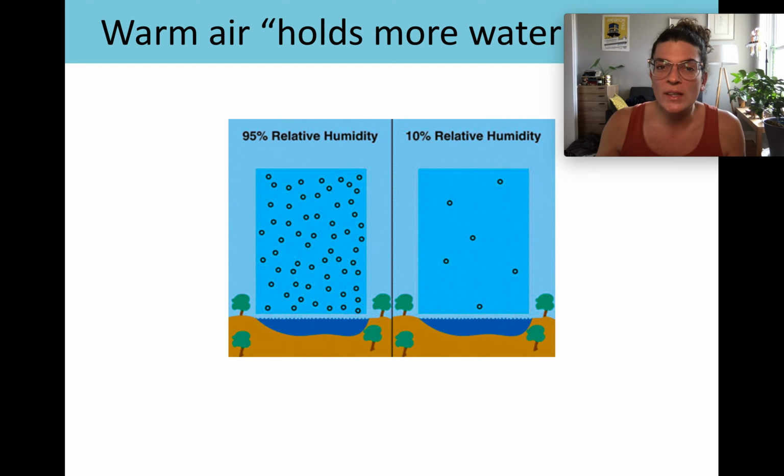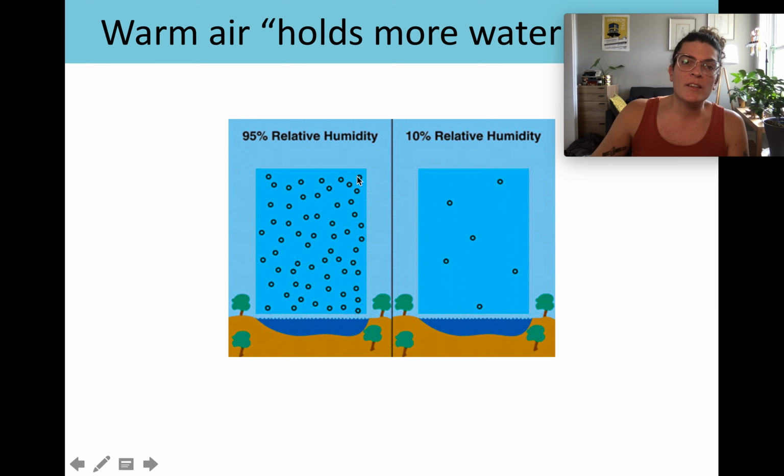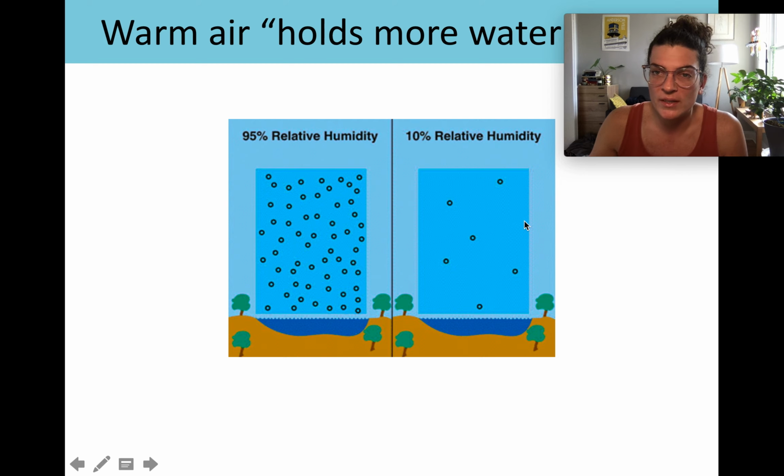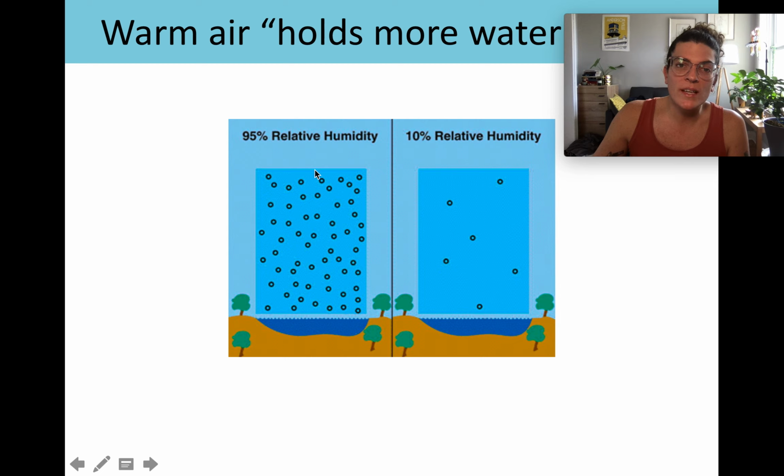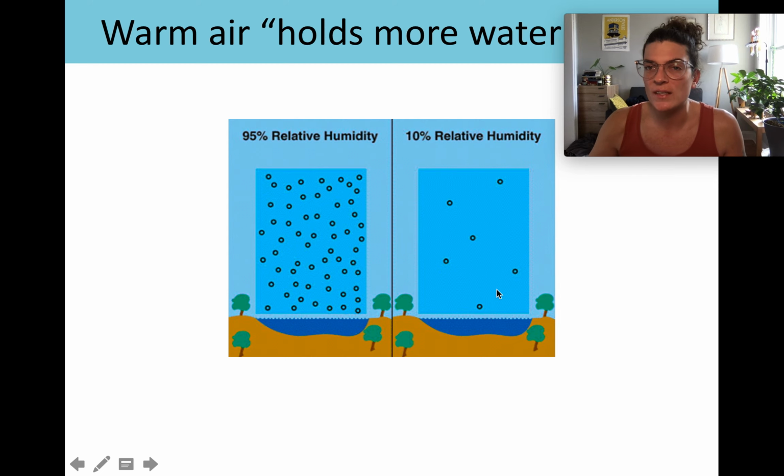So this is kind of what that looks like, right? Here's a parcel of air with 95% relative humidity. Here's a parcel of air with 10% relative humidity. I'm going to have to cool this one down way less than I'm going to have to cool this one down to achieve 100% relative humidity. Oops.